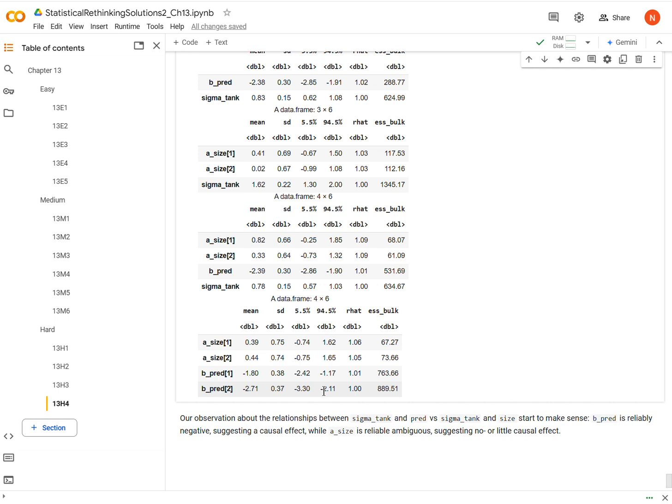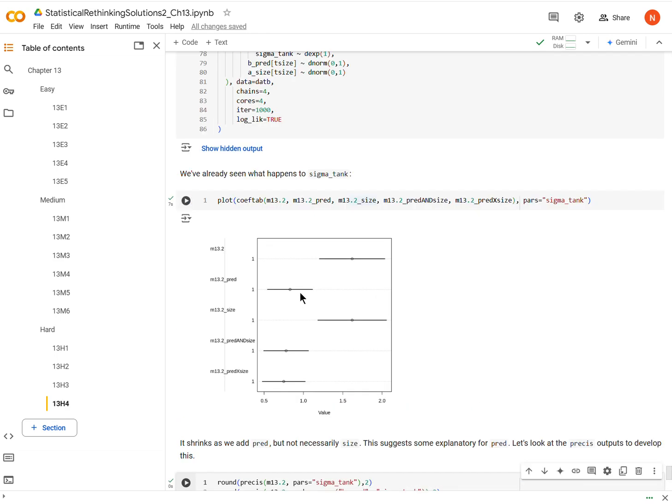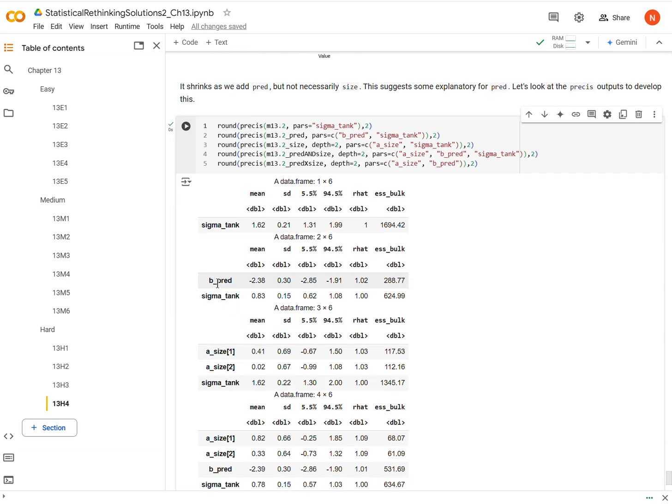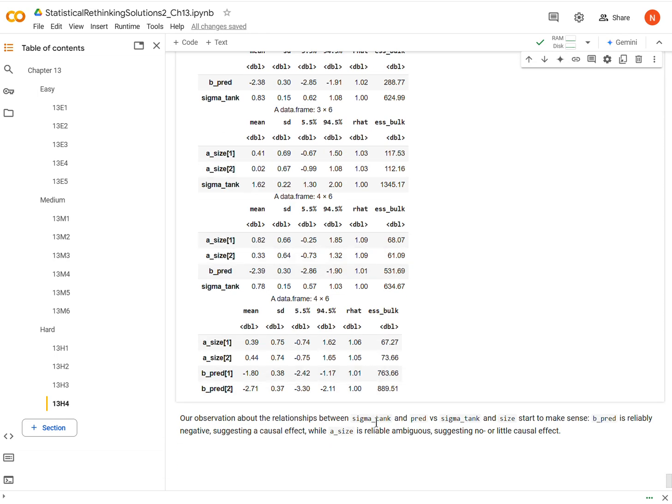Again, what are the two lines of evidence that we have of this? One is, as we add predation to the model, our sigma value, kind of the unexplained bits of our data, gets reduced, but not when we add size. And also the coefficients for predation, but not for size, are pretty clearly on one side of 0, suggesting an effect. Okay, that is it.